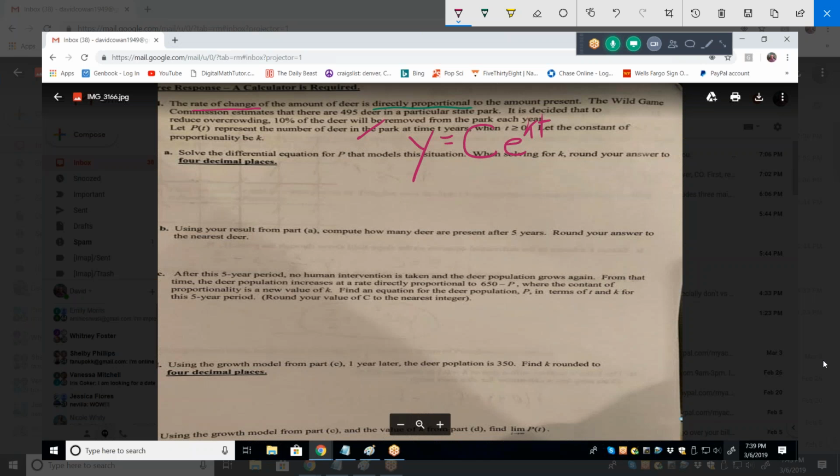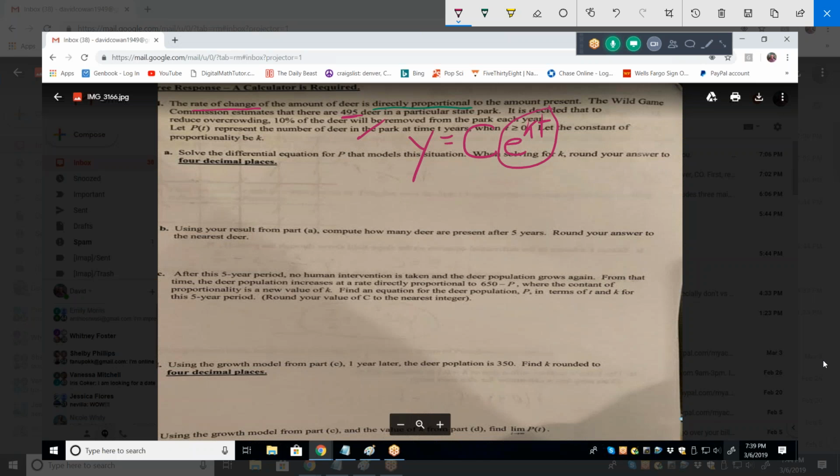Which of those variables is going to be 495? In other words, that's at the beginning, right? I think, wouldn't it be the constant? What is t equal to at that point in time? t is equal to 0. Correct. So if t is equal to 0, what is that equal to? That's equal to the C.